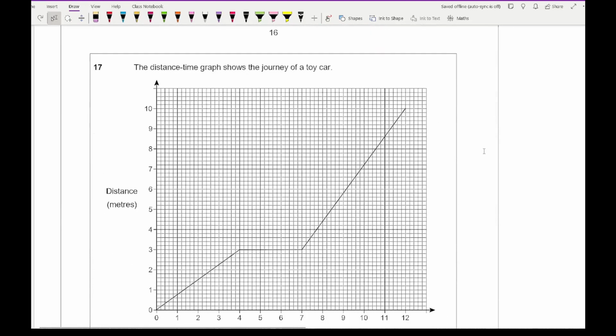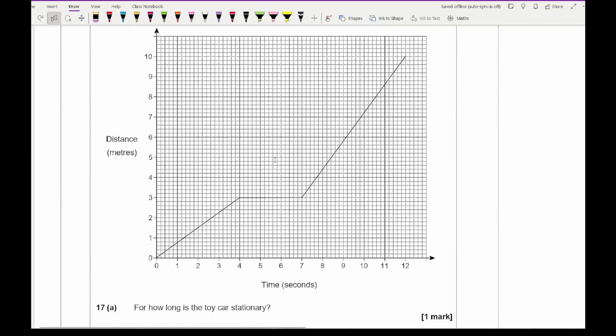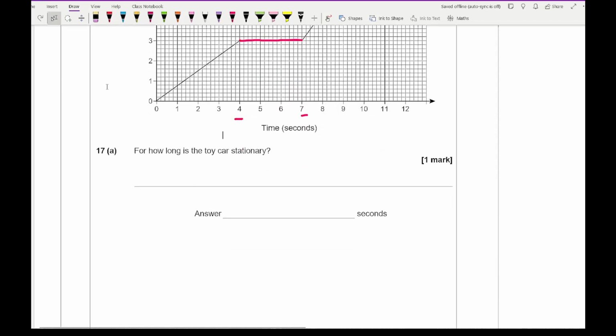Moving on to question 17, it says the distance time graph shows the journey of a toy car. For how long is the toy car stationary? Well, if it's stationary, we're looking for where the graph is flat or horizontal. It's going to be for those times. And how long is that? Well, it's between 7 and 4 seconds, and 7 take away 4 is 3.